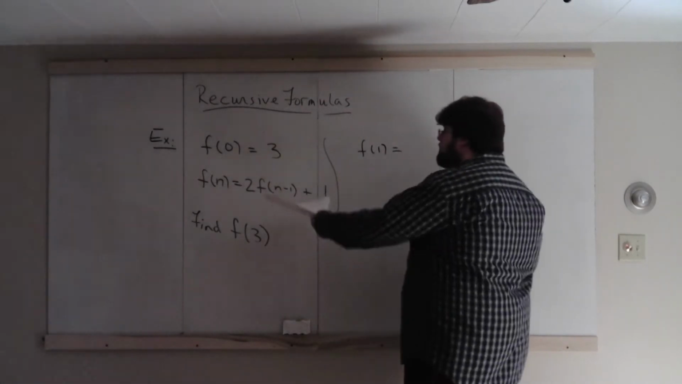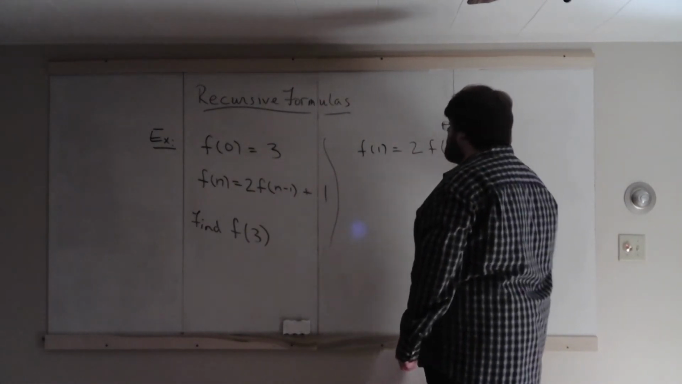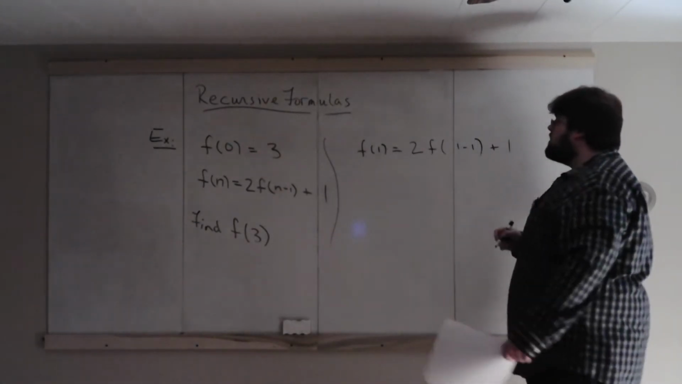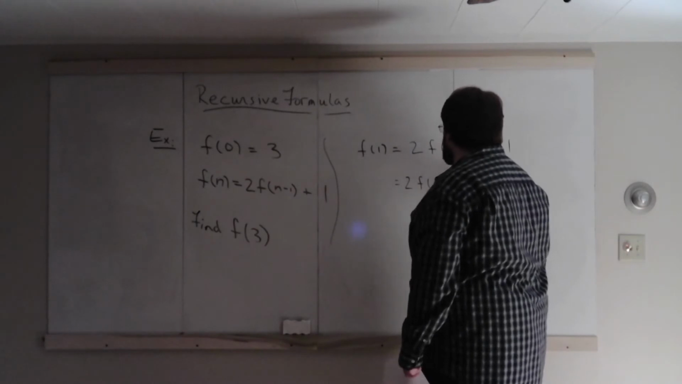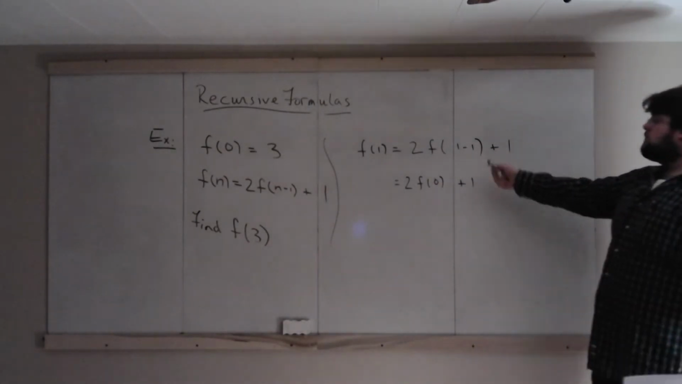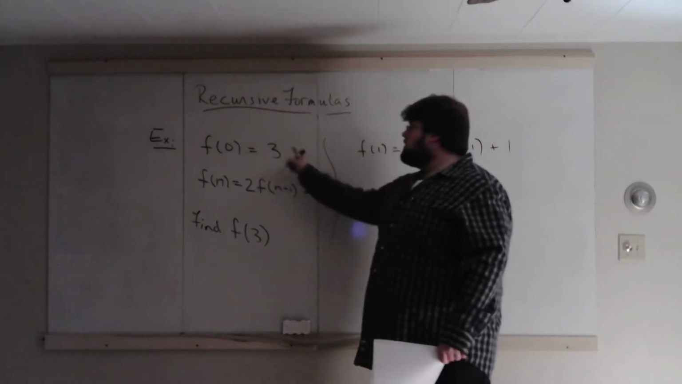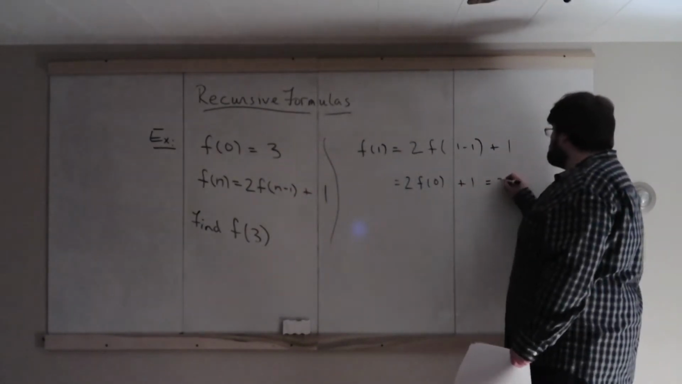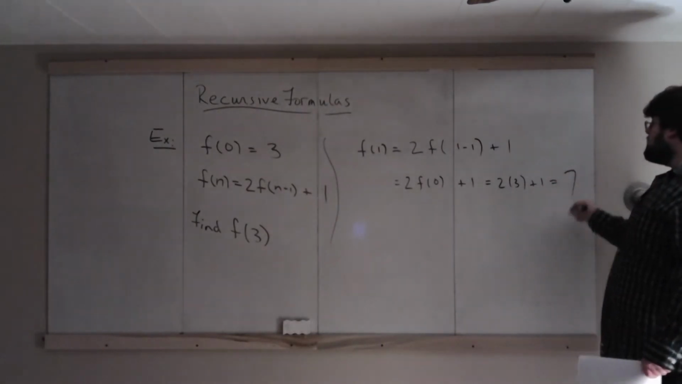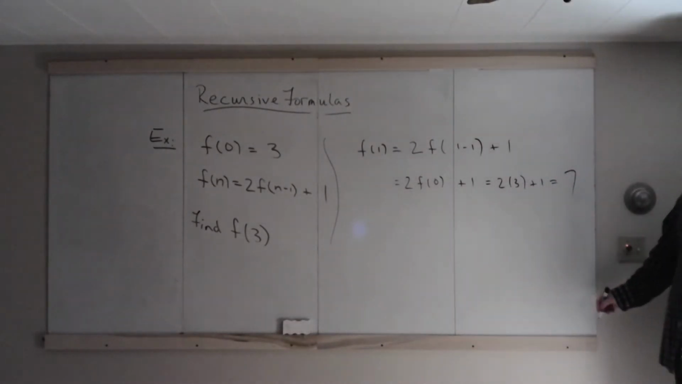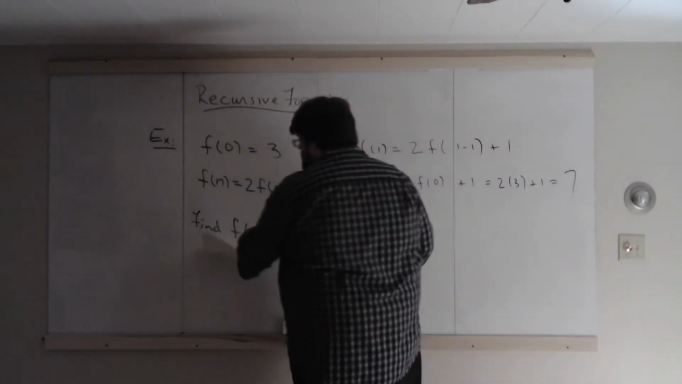What's f of 1? Well, we use this formula down here. 2f of 1 minus 1 plus 1. That's 2f of 0 plus 1, because 1 minus 1 is 0. f of 0 equals 3. So we have 2 times 3 plus 1. 2 times 3 is 6, plus 1 is 7. So here we have f of 1 is 7. Well, that's not what we want. We want f of 3.